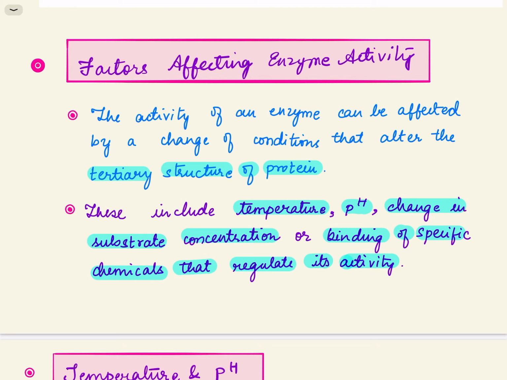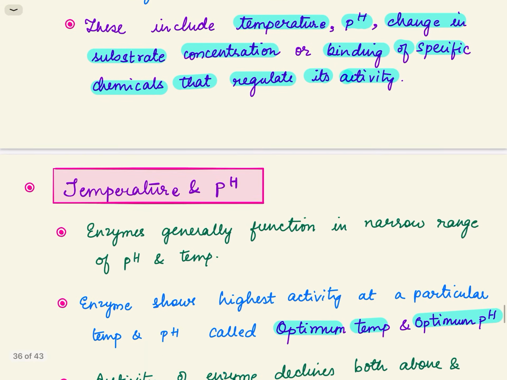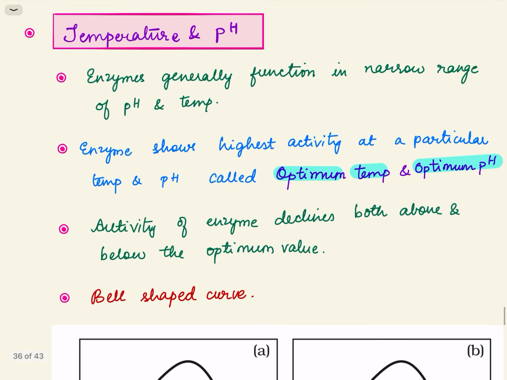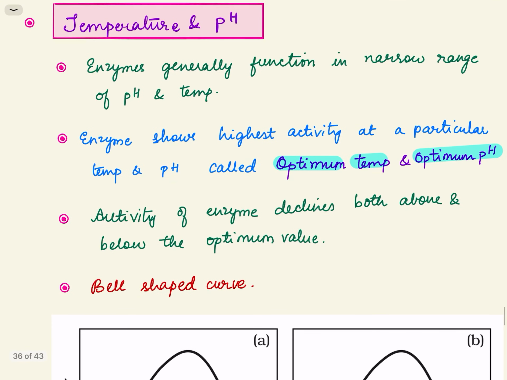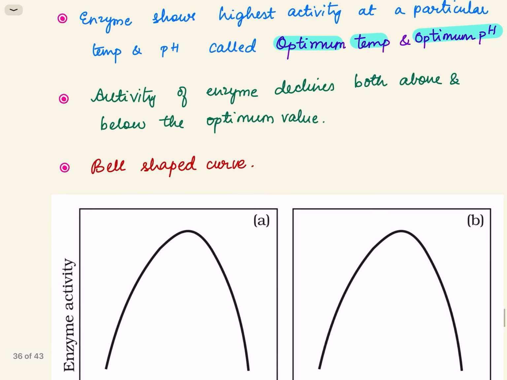So the activity of an enzyme can be influenced by various conditions that alter the tertiary structure of the protein. These include temperature, pH, change in substrate concentration, and something known as inhibitors. Very, very important. Coming to the first two important factors, temperature and pH, these generally have a very narrow range, meaning that they act at a particular temperature and pH where the activity of the enzyme is maximum. That is what is known as optimum pH and temperature.